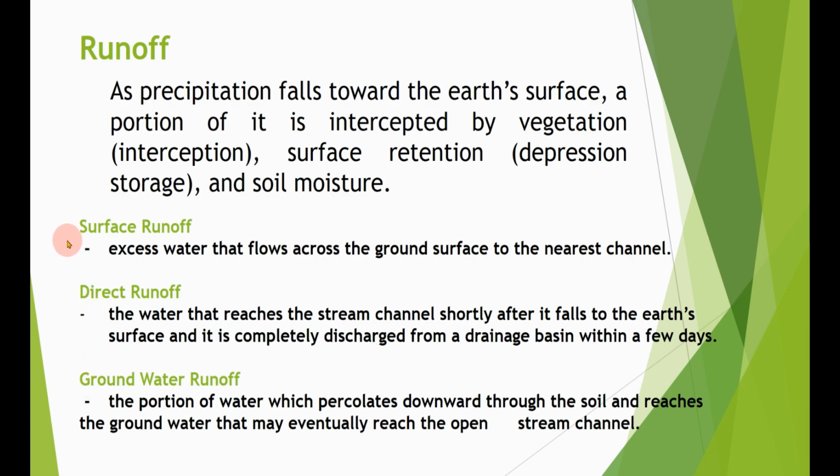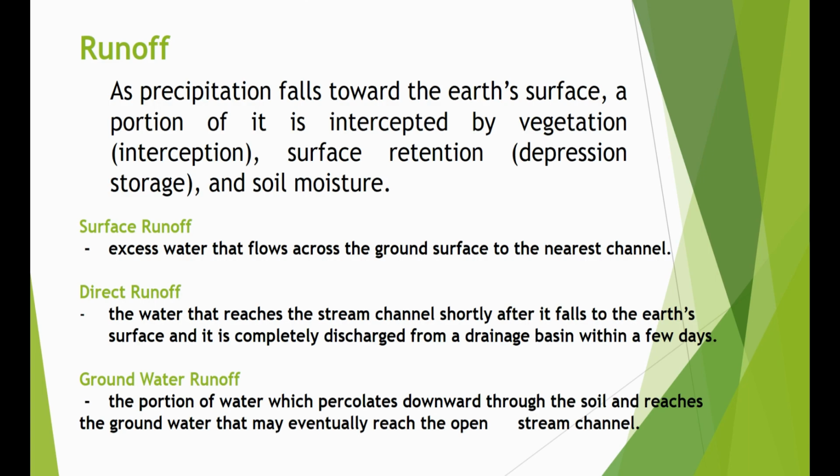The surface runoff is the excess water that flows across the ground surface to the nearest channel. The direct runoff is the water that reaches the stream channel shortly after it falls to the Earth's surface, and it is completely discharged from a drainage basin within a few days. The direct runoff is also called the overland flow. And the last is the groundwater runoff. It usually takes a longer period of time for the groundwater runoff to reach the stream. This is the portion of water which percolates downward through the soil and reaches the groundwater that may eventually reach the open stream channel.